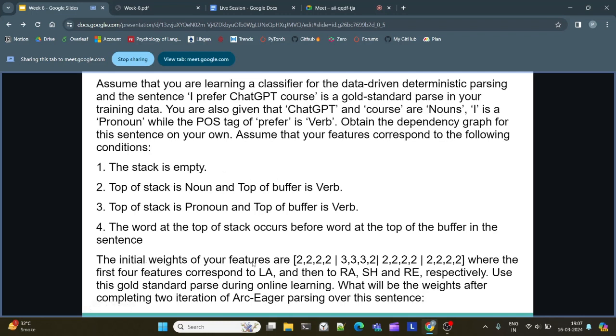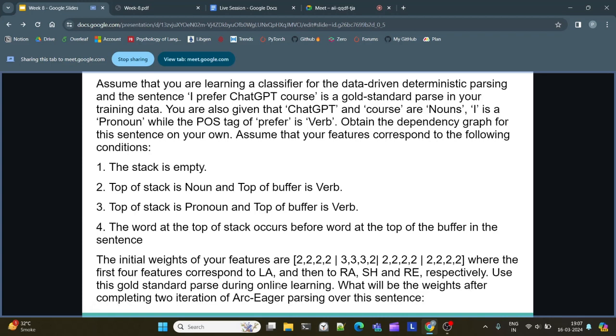Next, we have been given the initial weight that we need to start with. So we are not starting with the vector of zeros in this case. We are starting with this set of vectors. One thing to note over here is the order. The first four numbers are the features corresponding to LA, that is the left arc. The next four correspond to right arc, the next four to shift, and finally the last four elements in this weight vector correspond to reduce.